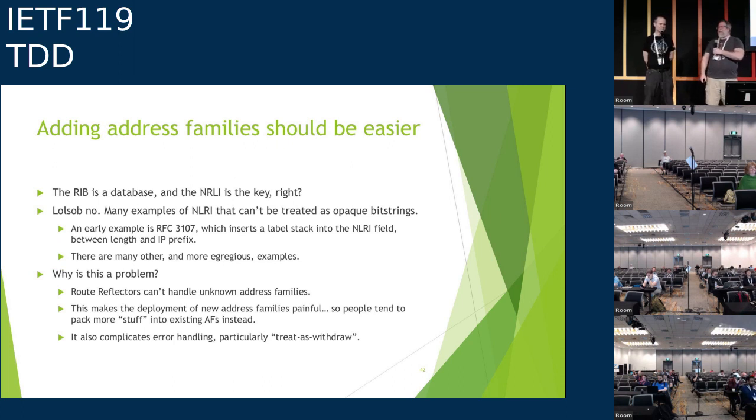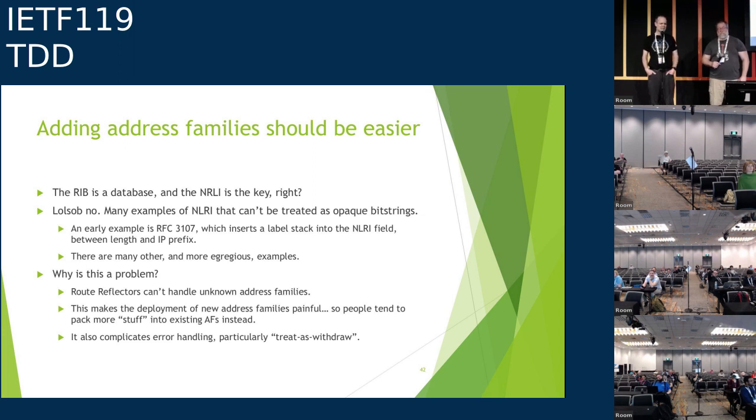So address families, we added it. It was incrementally done. We talked about it on Sunday, and this is the thing that worked out really great. RIB is a database that analyzes just the key. Yeah, if only. If we would have been thinking about it a little bit more in those terms, we probably would have designed it a bit differently. But as I mentioned earlier, we've got all kinds of NLRI that you can't just treat as an opaque bit string.